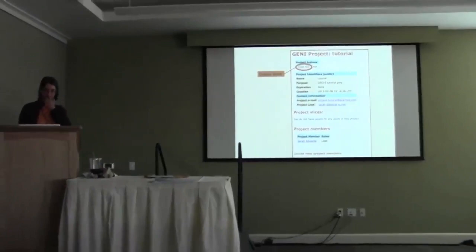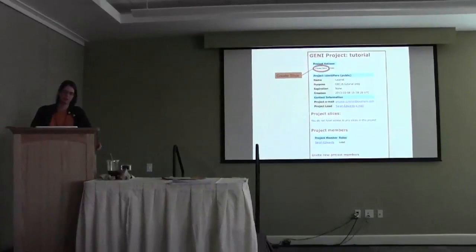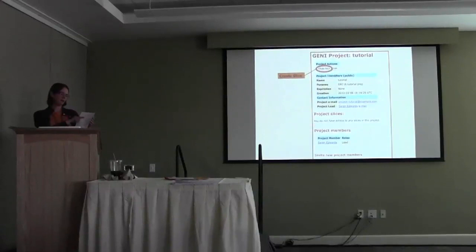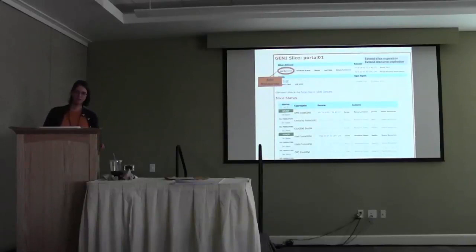When you go back to the homepage, you'll have a project visible, and when you click on that project, there will be a button that says create slice. You're going to create a slice that matches the name on your worksheet at the top. I have the first worksheet, so my slice will be project 01. And then, once you create the slice, you'll have a slice page. There's a button to add resources.